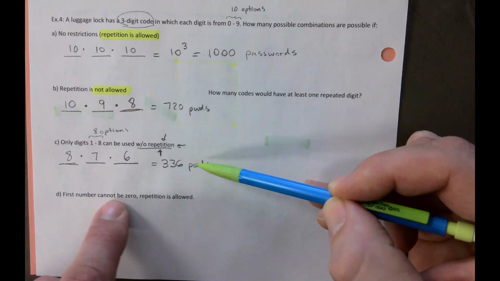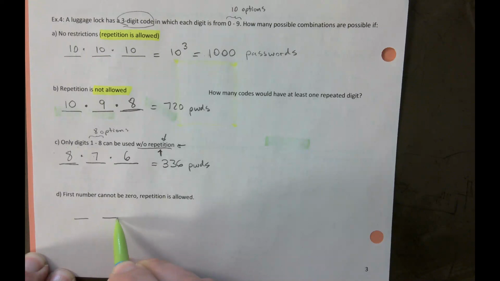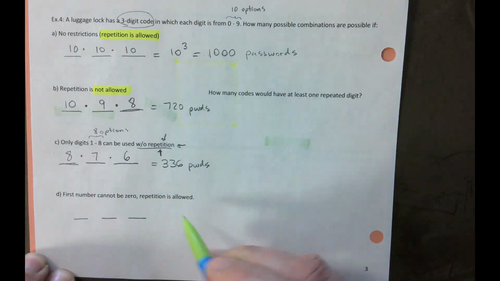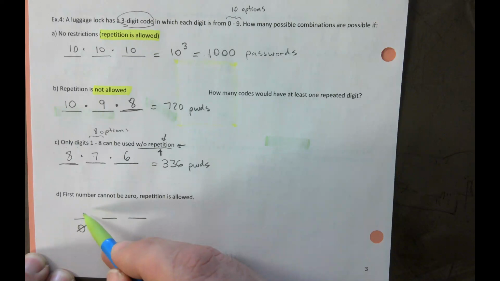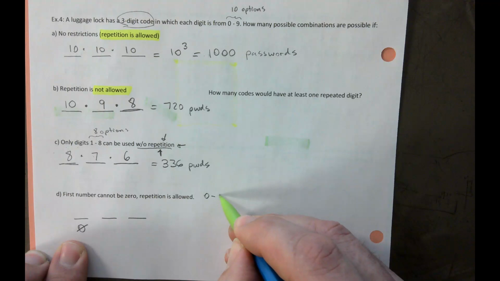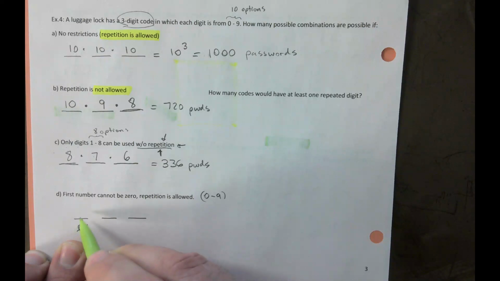The first number cannot be 0. Repetition is allowed. What's going on here? So we're still always dealing with that 3-digit code. First number cannot be 0, so you cannot have a 0 here. And by the way, if it doesn't say anything, you have 0 to 9 normally. So if you cannot use 0, you have 9 options, correct?